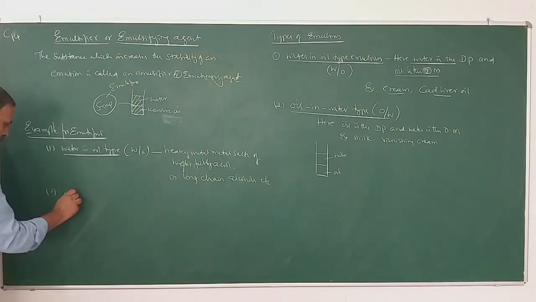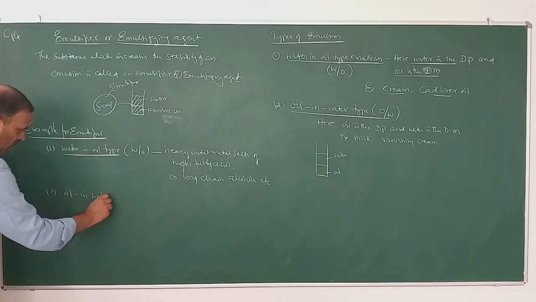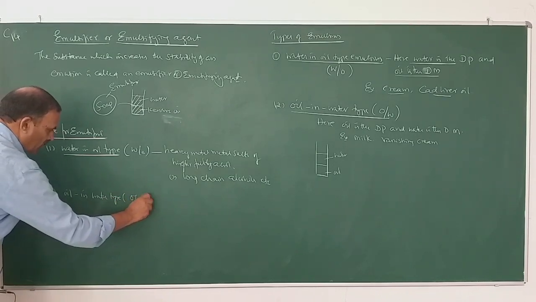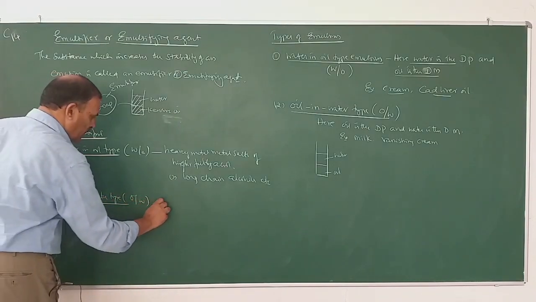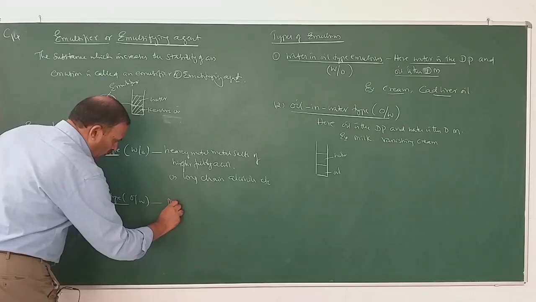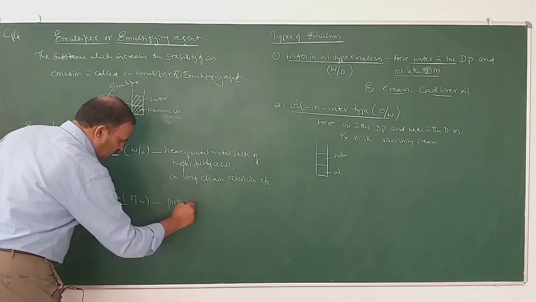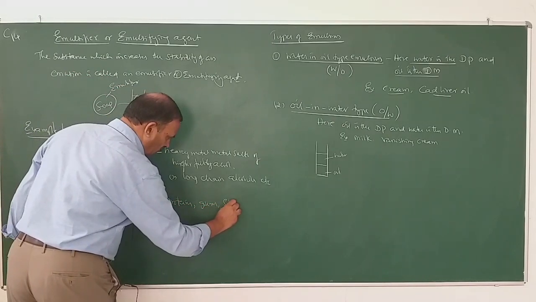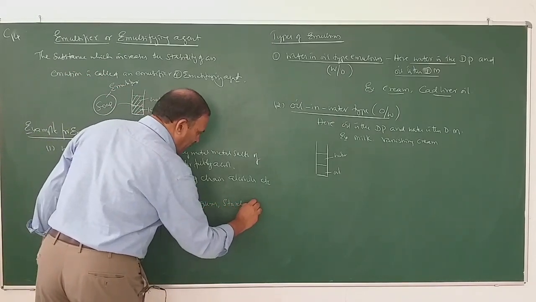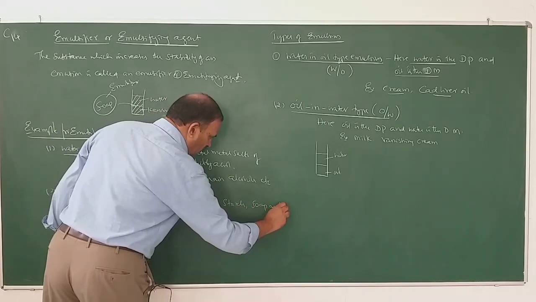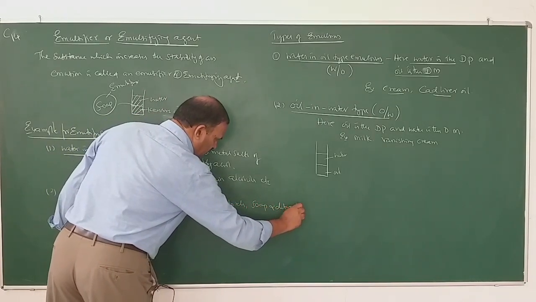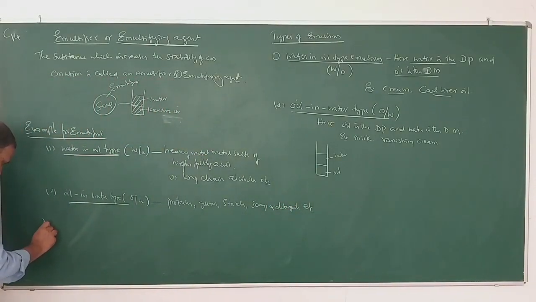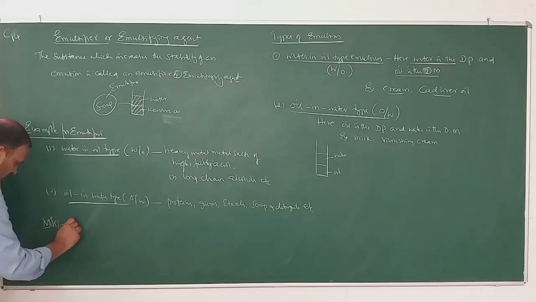Second type, oil in water type emulsions. The emulsifiers are proteins, gum, starch, soaps and detergents, etc.